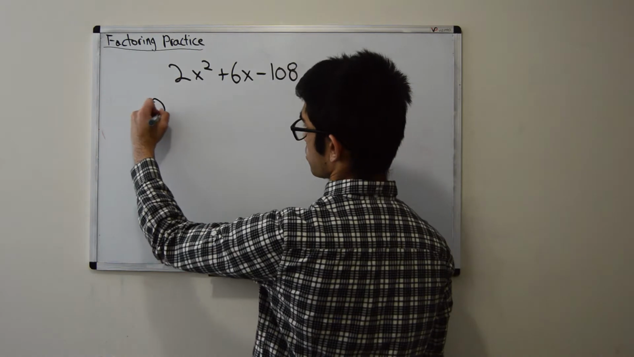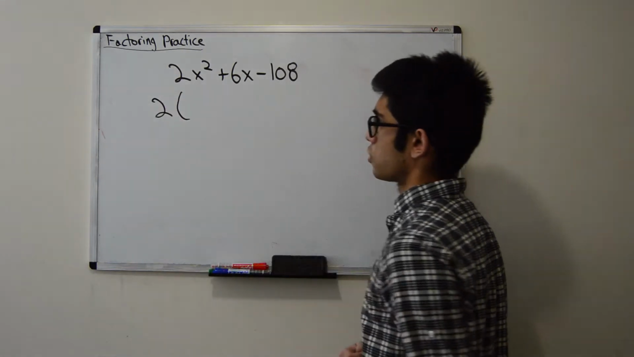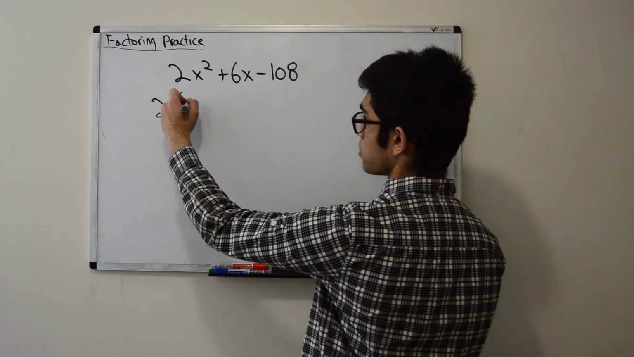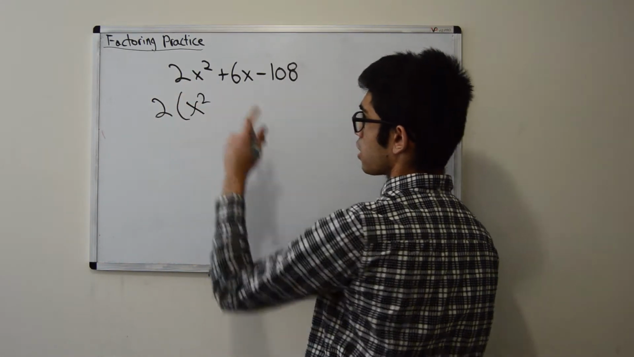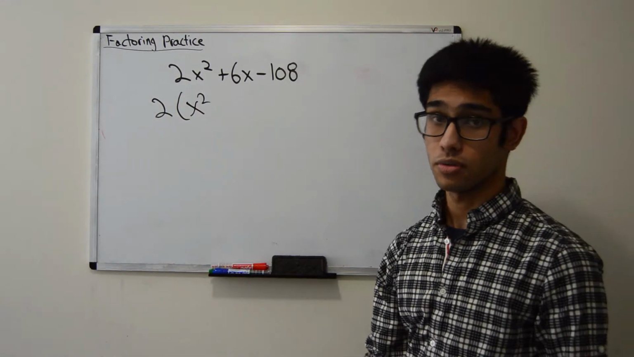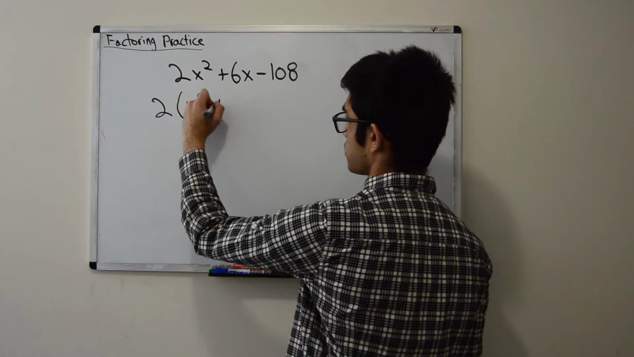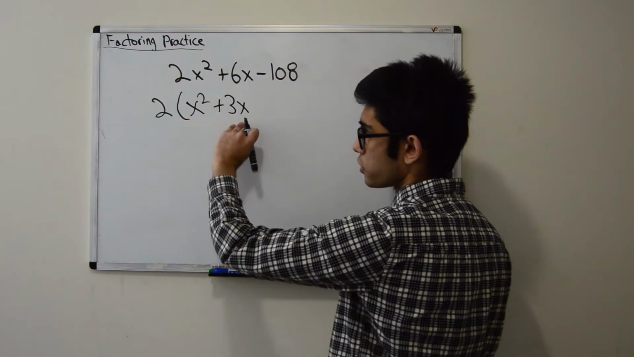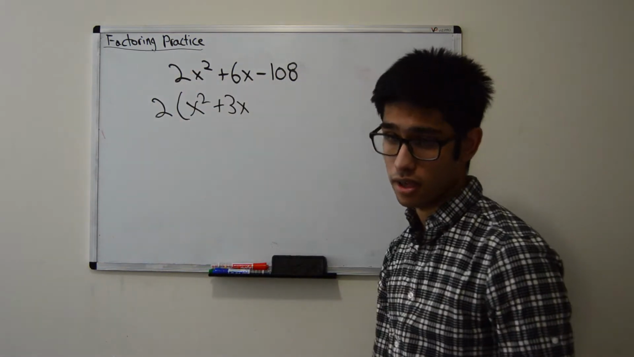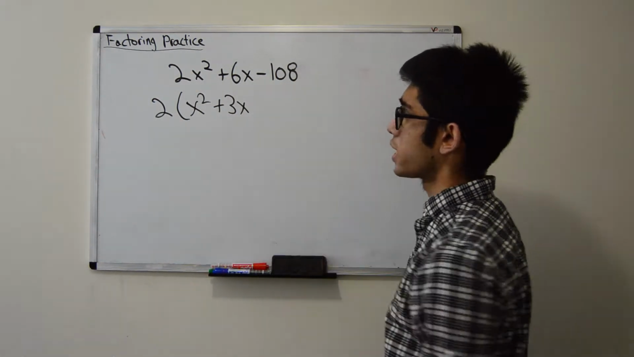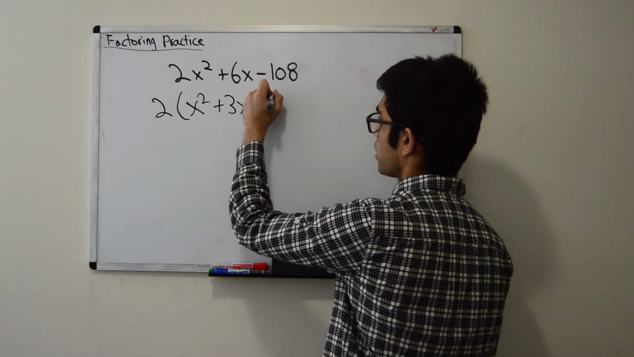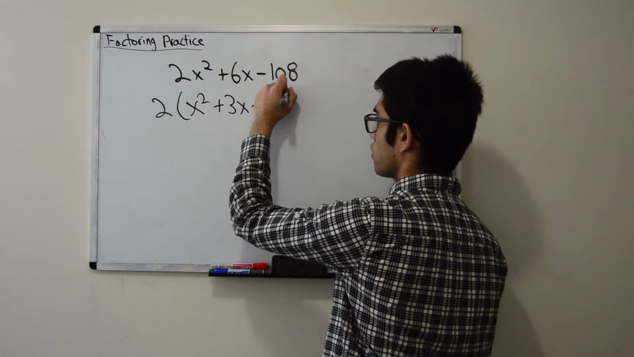I pulled out the 2, so 2x squared divided by 2 leaves me with x squared for this term. What's 6x divided by 2? That's just 3x. Again, I just pulled out the 2, so if I multiplied it back in, I would get everything here again. And 108 divided by 2 is 54, so I have minus 54.